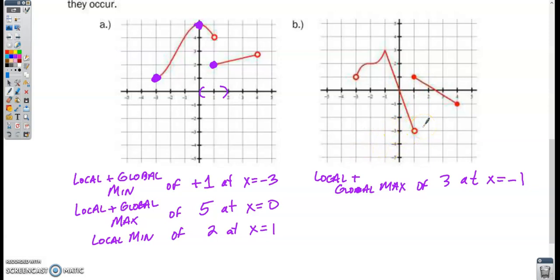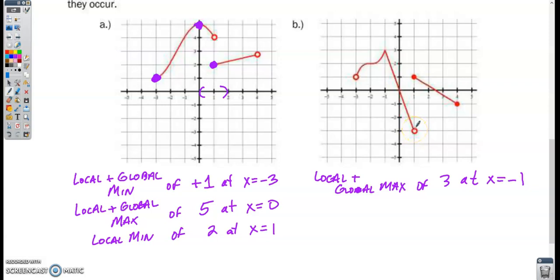And notice the extreme value theorem does not hold for us in either of these two examples because they are not continuous functions on their domain. So we're not guaranteed to have a global max and min. In example A, we do. In example B, we only have a global max. We do not have a global min.